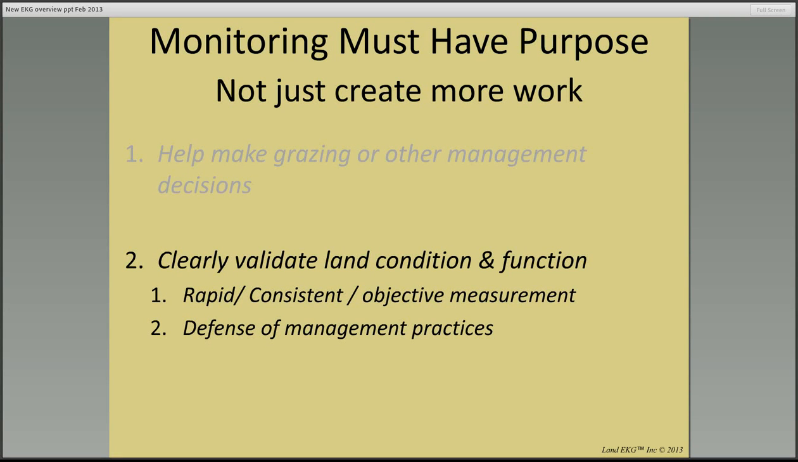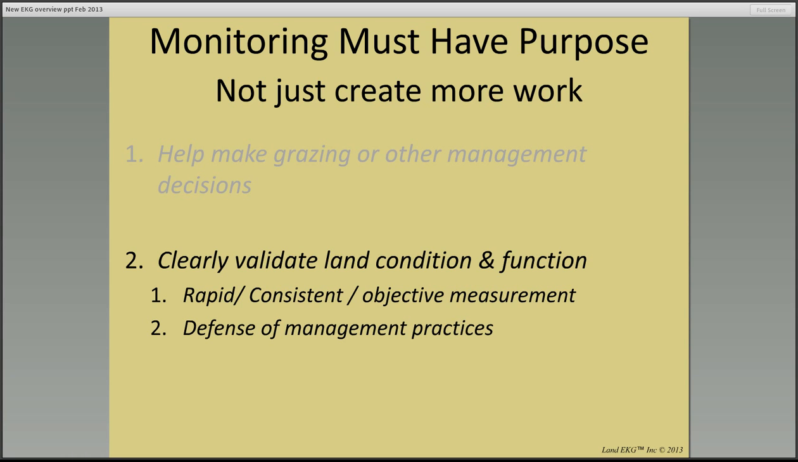In addition to that, many of us out in the West, or for those of us where any kind of grazing lease security is an issue, private land lease, state land lease, BLM, Forest Service lease, whether you're in some of the provinces in Canada, there's more and more pressure on producers, or land stewards, to be able to validate their management practices. And so the ability to clearly validate the condition and function of the land has emerged as a high priority.